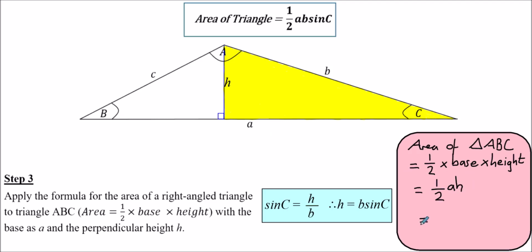But what is H? Just think about what H actually is. We can see here from before that H is actually the same as B sine C. And so I just substitute B sine C in terms of H. This will give us the result we need. So we have half A multiplied by H, which is B sine C. Therefore, in other words, the area of this triangle, or in fact any triangle, is half AB sine C. And that does it.